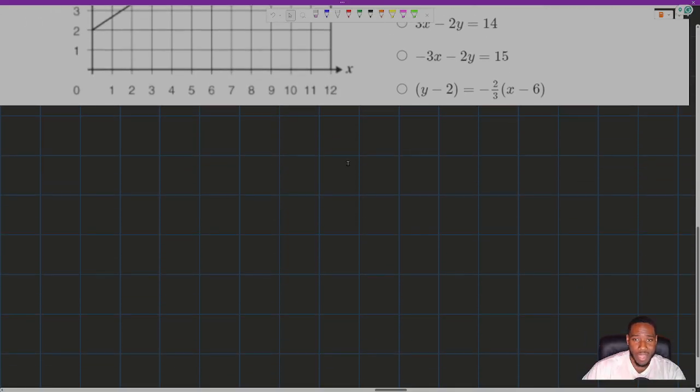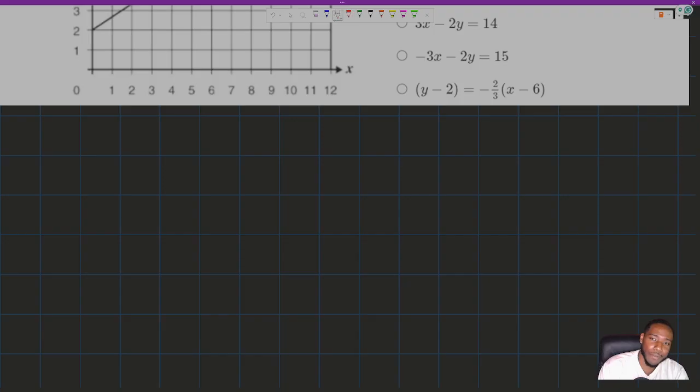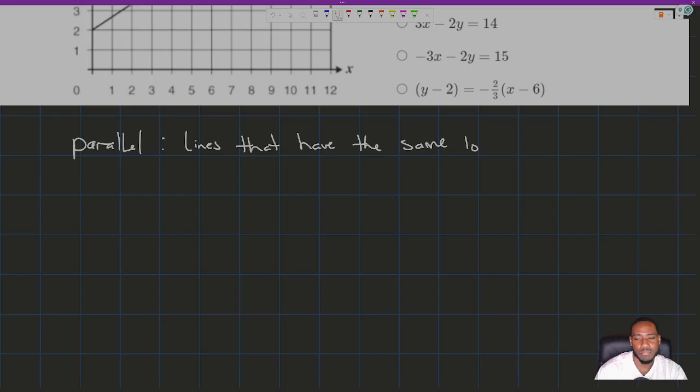So parallel lines is kind of the opposite of perpendicular. Parallel lines are lines that have the same slope but different y-intercepts.